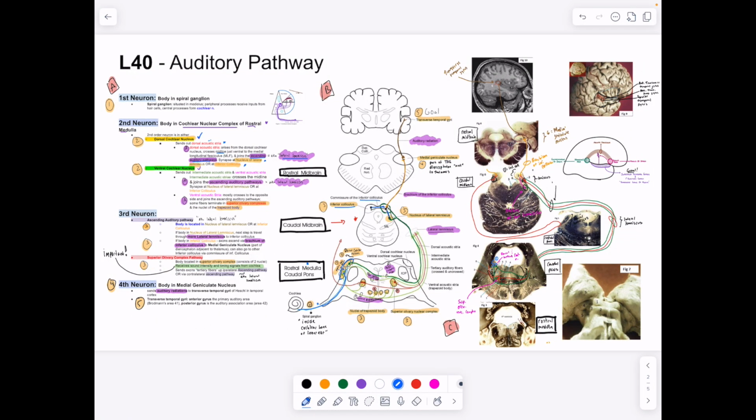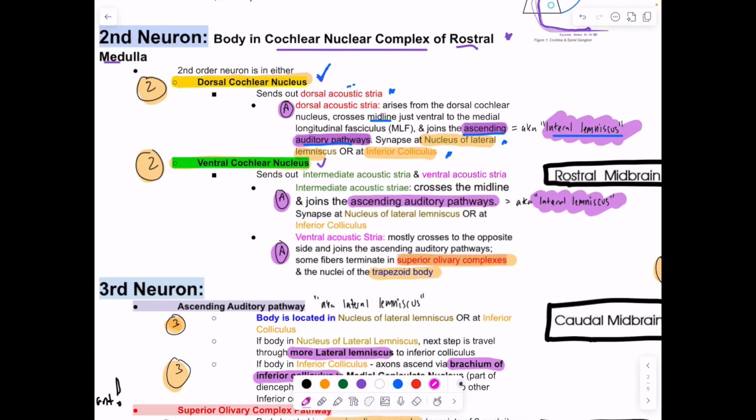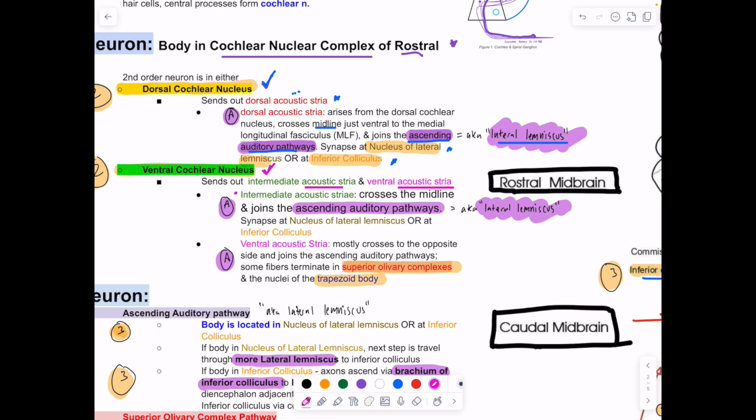we move on, let's take a look at the ventral cochlear nucleus. So that would be this section right here. So we have the ventral cochlear nucleus. It's going to send out both intermediate acoustic striae and ventral acoustic striae. The intermediate acoustic striae are going to cross the midline and join the ascending auditory pathway, the lateral lemniscus.